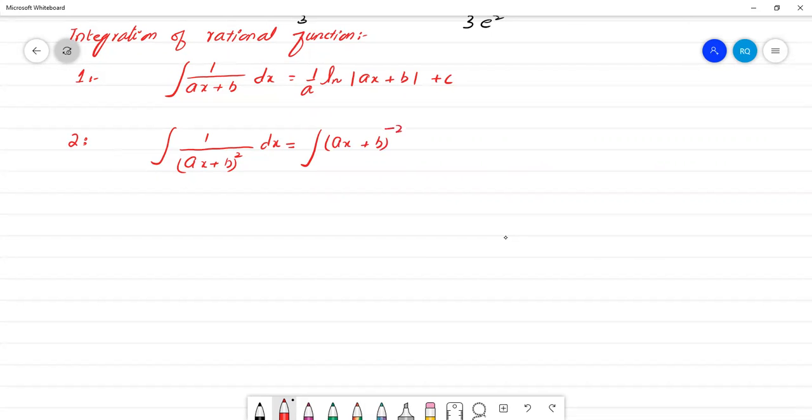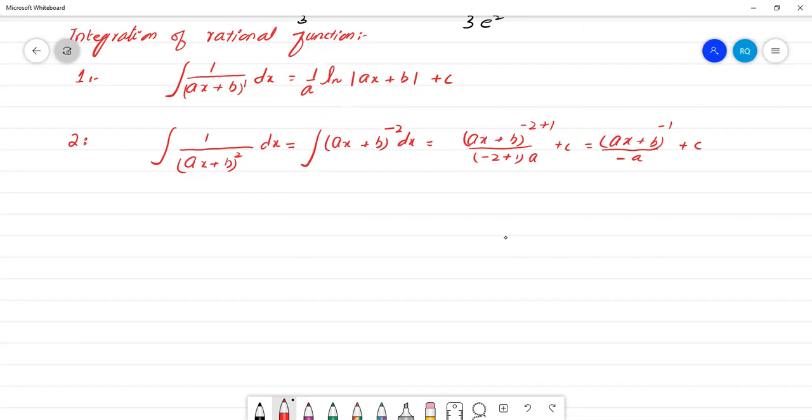So the first two examples are with respect to a linear expression in the denominator. If the whole power is 1, then you have to apply the log natural method. If the whole power is other than 1, then you have to apply this method. So you write (ax plus b) raised to power minus 2 plus 1 over minus 2 plus 1, into a, plus c. Students, please don't get confused by this. In both cases, the denominator is a linear function of x. Linear function means whenever you have this expression.